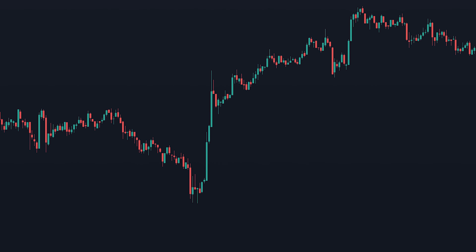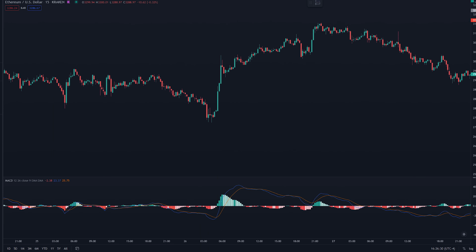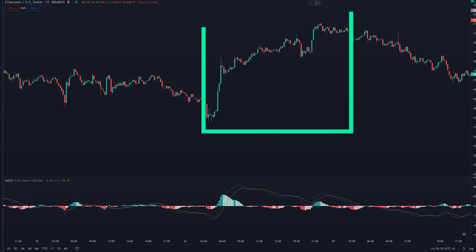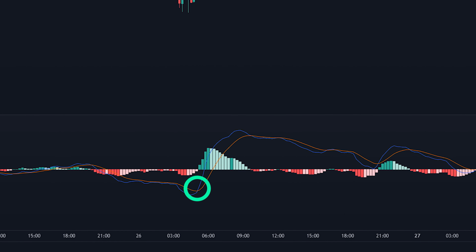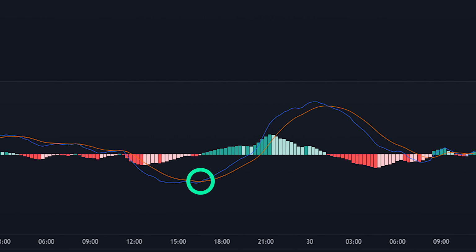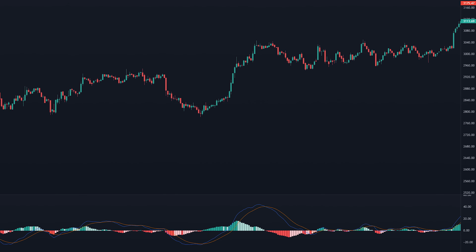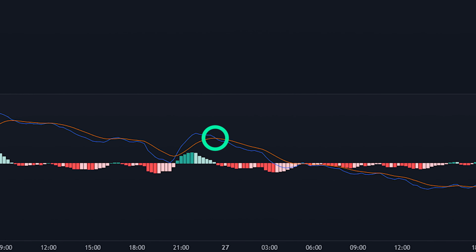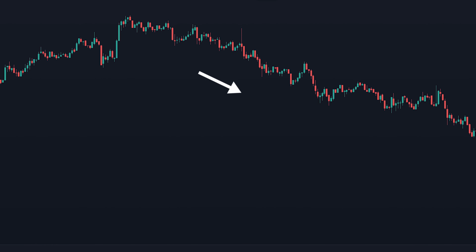The MACD indicator is insanely good at finding trends in markets. How you can tell if a chart is about to have an upward trend is by looking for a cross upwards between the MACD line and the signal line. For example, here the MACD crosses above the signal line, indicating the chart is in an upward momentum. And here the MACD crosses below the signal line, indicating it's in a downward momentum.